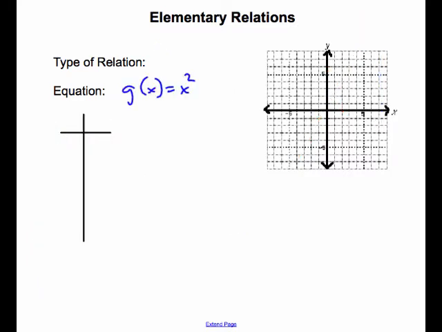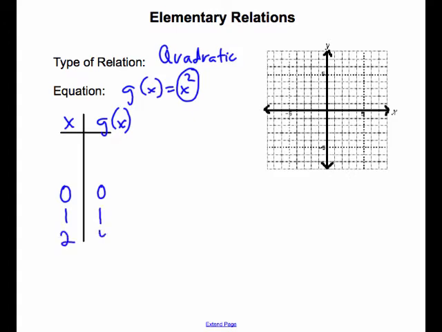The next type of relation we're going to look at is a second degree equation, which we call a quadratic relation. And I'm going to set up a table of x versus y. If I substitute in 0, 0 squared, out comes 0. 1 inputted, squared is 1. 2 inputted, squared is 4. 3 becomes 9. If I input a negative, I will have to bracket that and square it, so 1 will come out. If I put in negative 2, squared is 4.